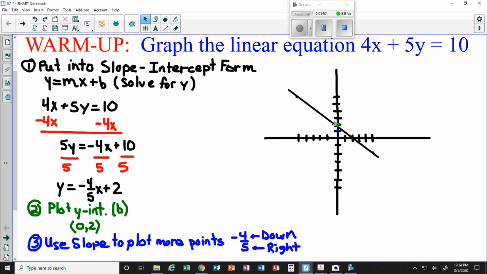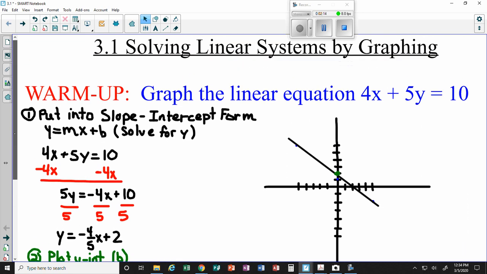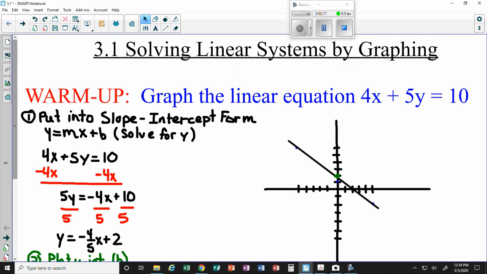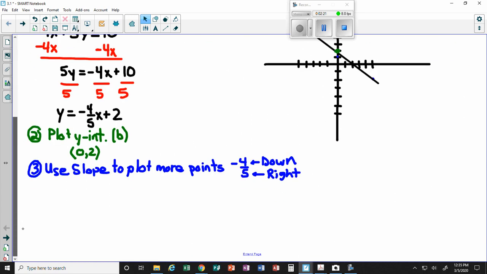Okay? Now, the reason why we're revisiting it is because we are doing solving systems of equations. So now we're going to have two equations. And we're going to find the solution to that system. So what is a solution to a system of equations? Yeah, the point that makes all of them true. Okay?